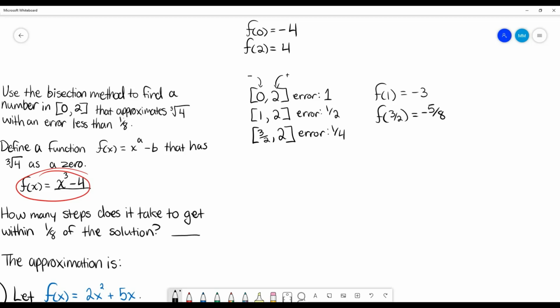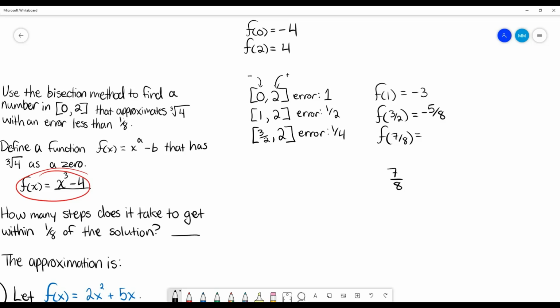Now, this gets a little tricky because of our fractions. So now I need to add 1/4 to this, because that's going to be right in the middle of that. So right in between 3/2 and 2 wholes is going to be, I believe, 7/8. I think that's correct. Yeah, should be 7/8. So we're going to plug that into our function.